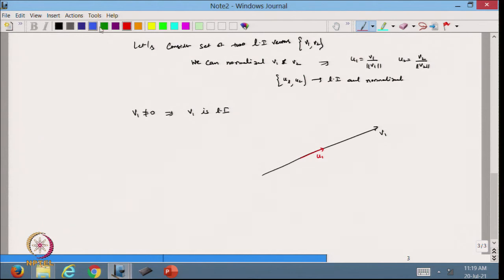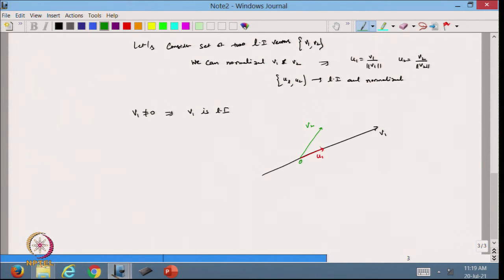Now, from here one thing is true: if V2 is linearly independent of V1, then V2 cannot be on this line, because if V2 lies on this line, then they will be linearly dependent. So, suppose it is lying somewhere here. This is my V2, because it cannot be parallel to V1 or lying on V1. So, it is tilted, and whenever it is tilted, it will definitely cut the line somewhere. Suppose this is the point O where it is cutting.